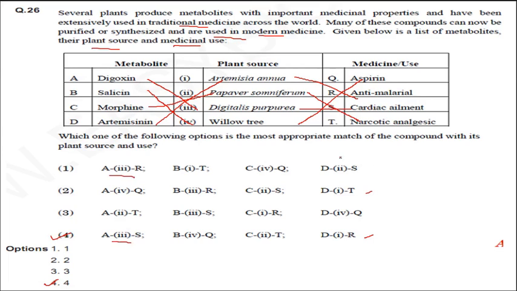But this is not our option of selection. So this is the only option even if you don't know the detail about all. This is a trick, and match the column questions have to be attempted every time. So the answer will be 4.